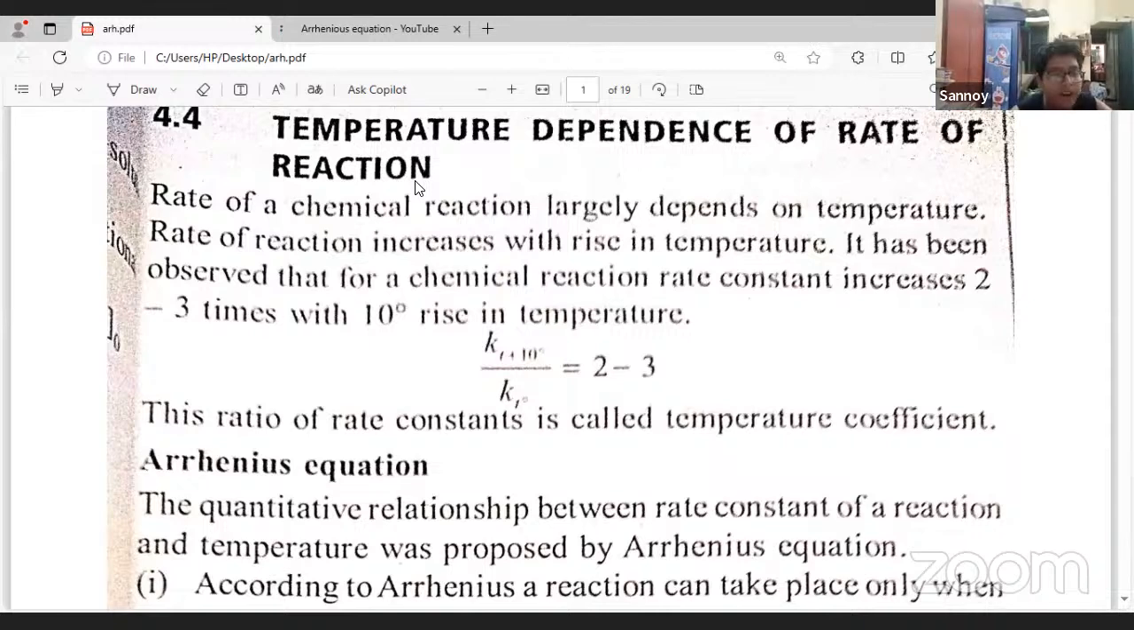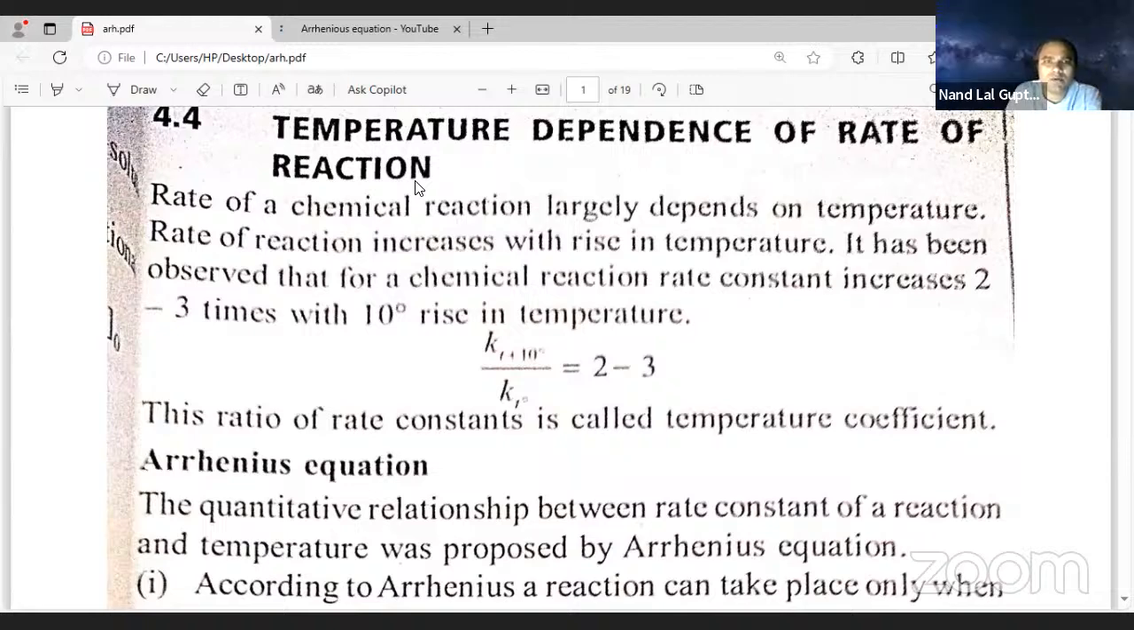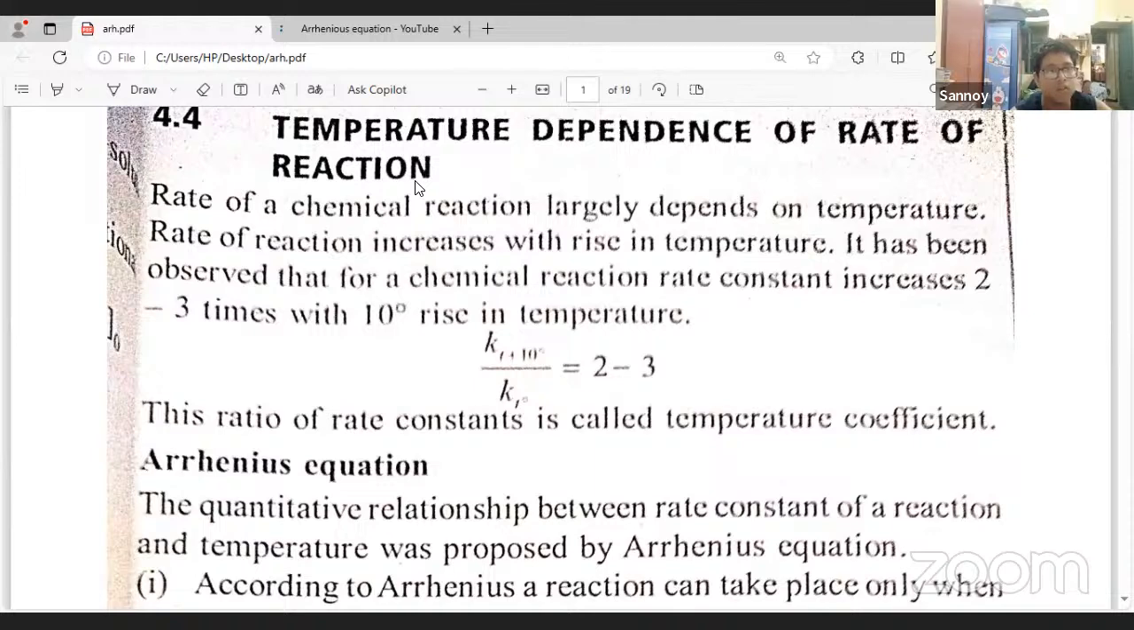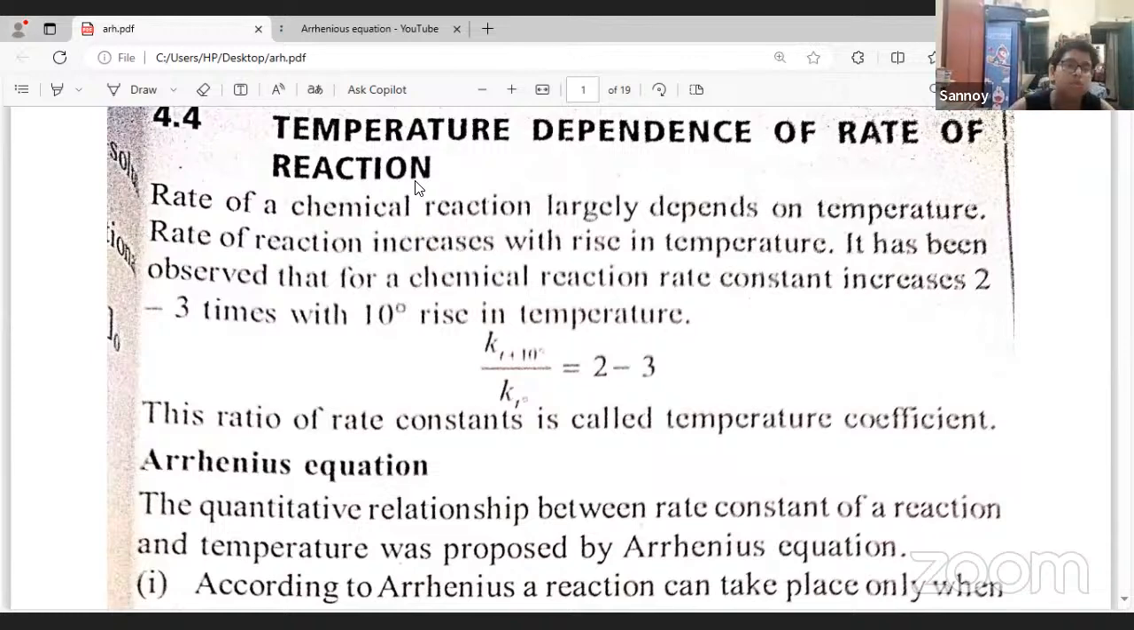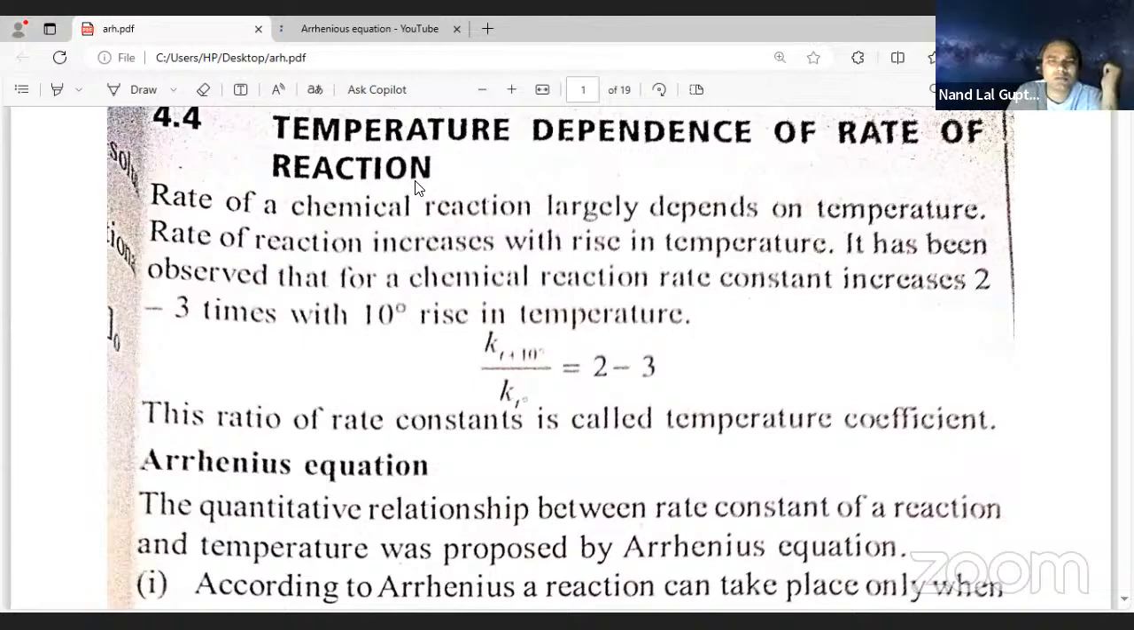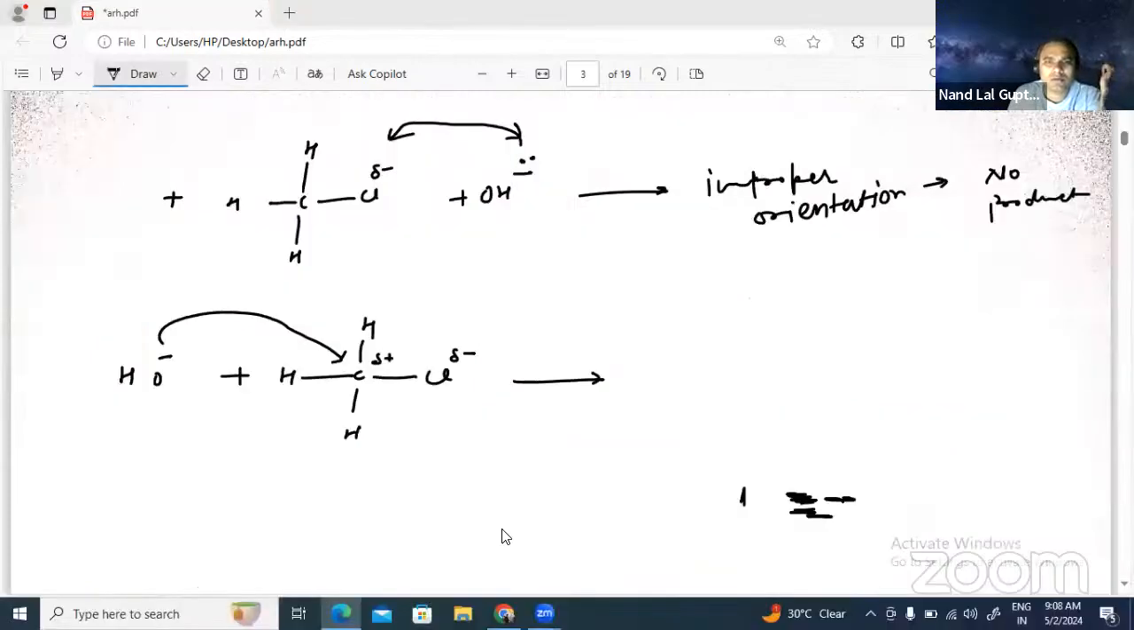Sir, if you're writing anything, it's not visible to me, sir. Not visible. Why is it not visible to you? Sir, you can try switching off the screen sharing and starting it once again. Sir, I think it is frozen, sir. Now also not visible. Sorry.